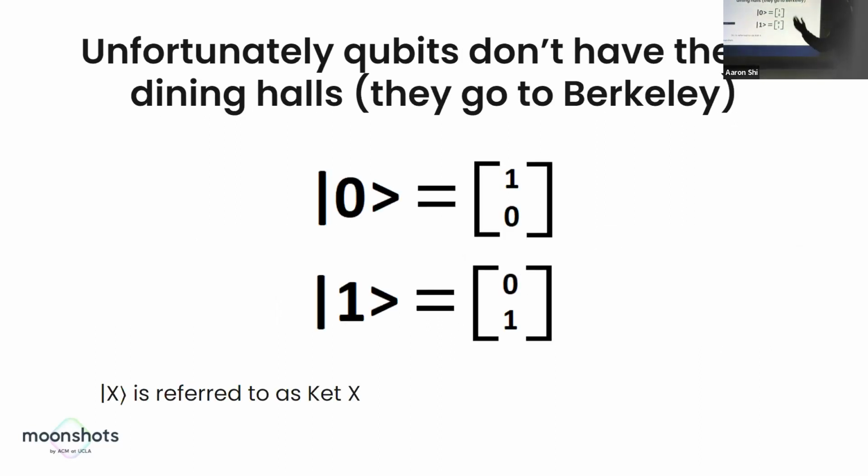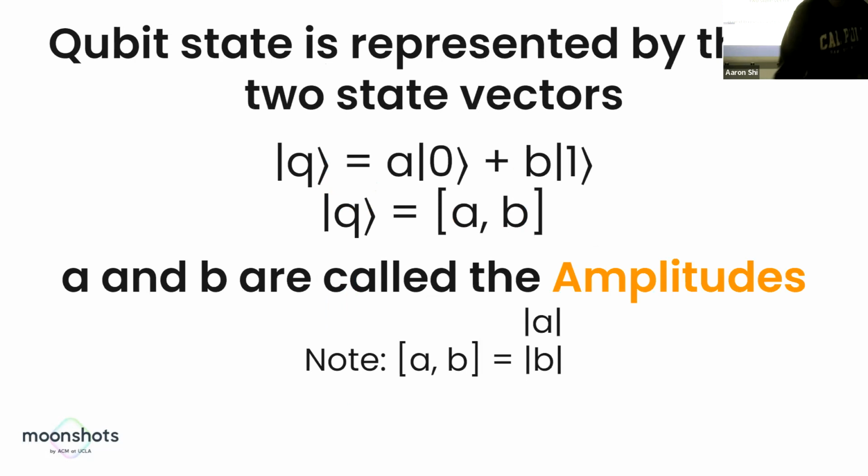But qubits don't have all these dining halls, they only have 0 or 1. So these are the two states that it can finally collapse into, a 0 state or a 1 state. I won't bore you too much about ket notation, but this is technically ket notation. So that's ket x, so this is ket 0, ket 1. And so that means that we can represent any qubit state, including superposition, by a linear combination of these two state vectors.